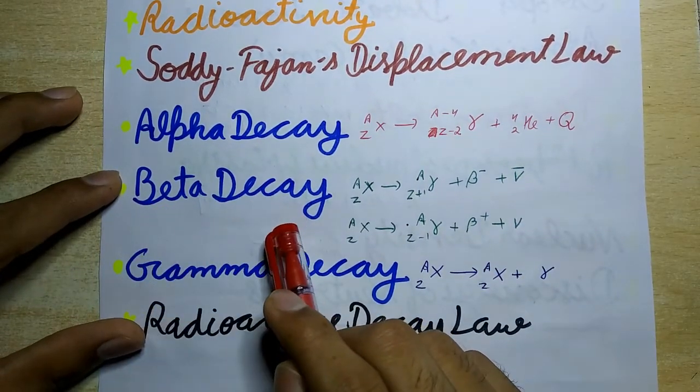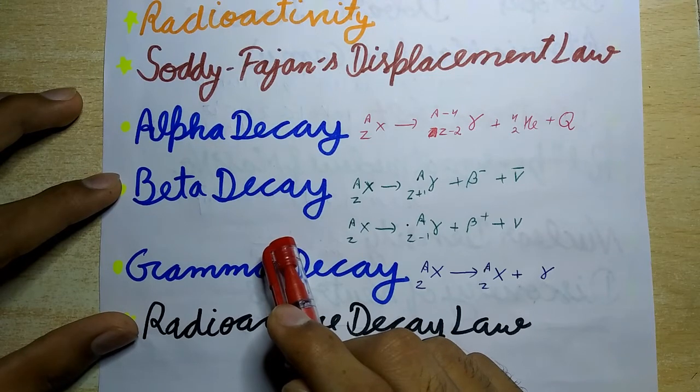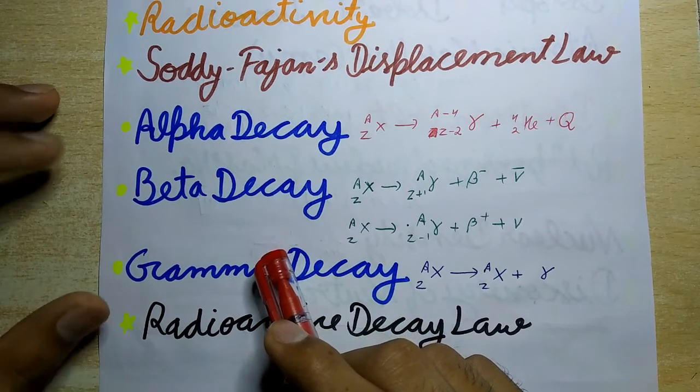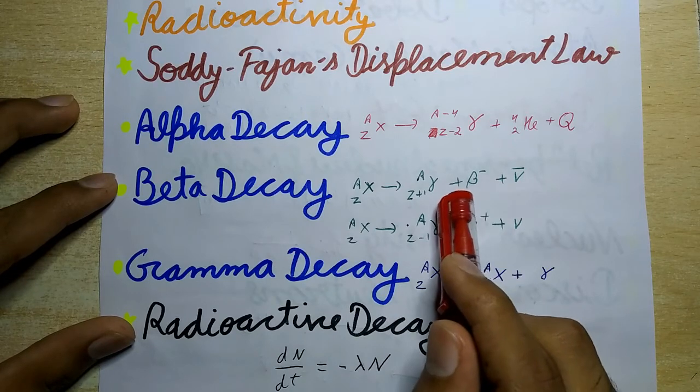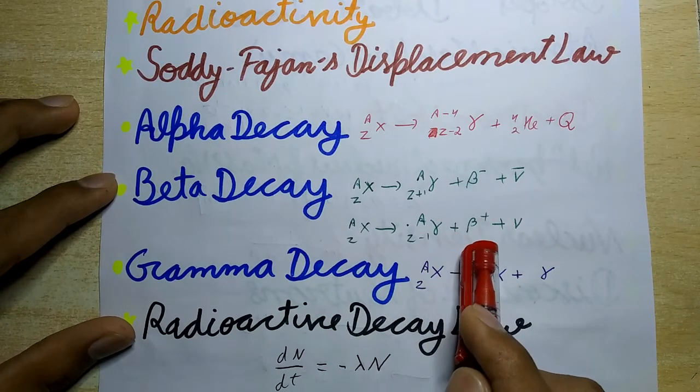Next is beta decay. It is the process of emission of an electron or a positron from a radioactive nucleus. This is of two types: first is beta minus decay and second is beta plus decay.